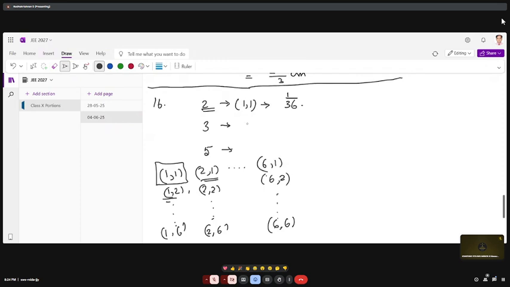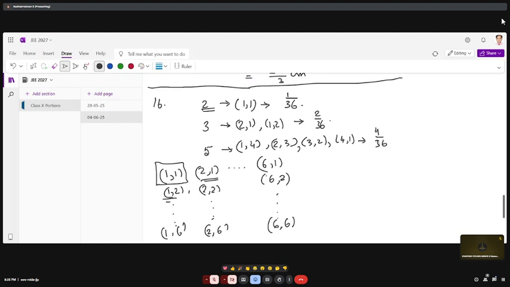So for 3, how many possibilities are there? 2. 2 comma 1 and 1 comma 2. Is there any other possibility? Therefore, the probability is 2 by 36. So for 5, what are the possibilities? 4 possibilities. What are they? 1 comma 4, 2 comma 3, 3 comma 2, and 4 comma 1. That's all. That means 4 by 36.